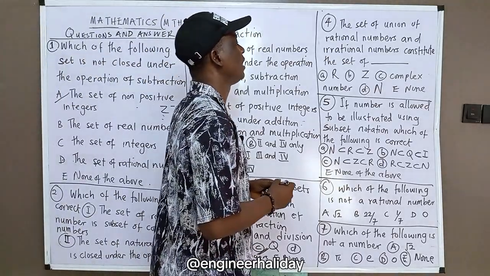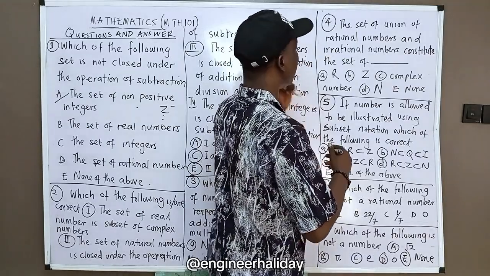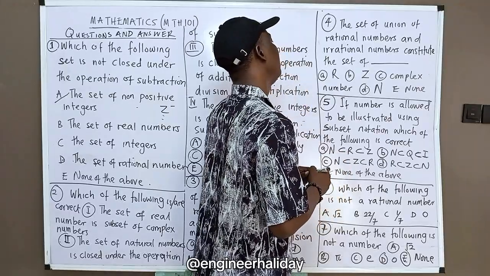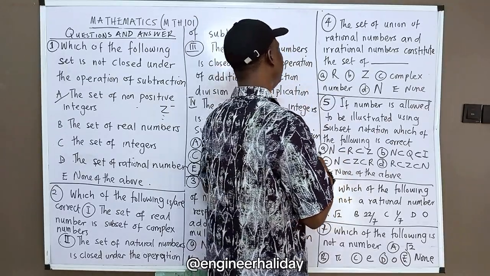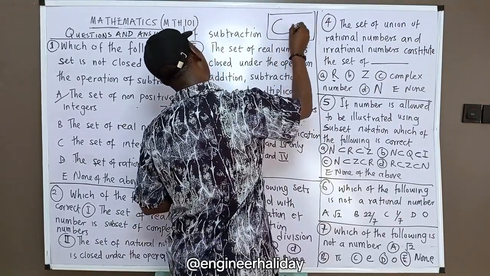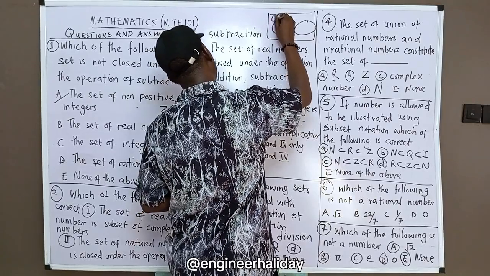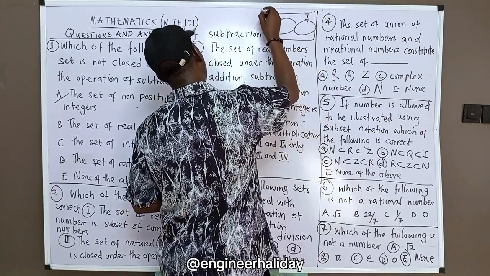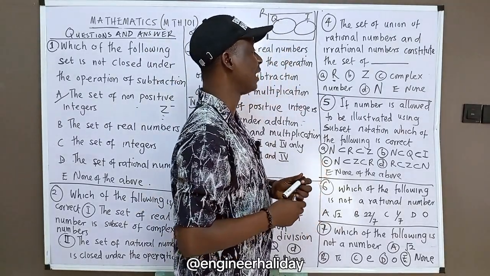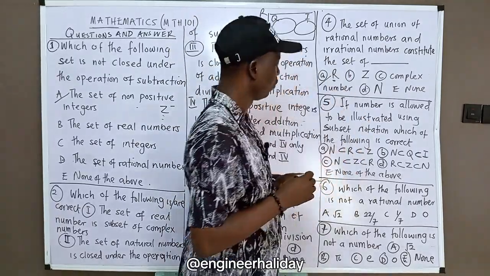The union of rational numbers and irrational numbers constitutes the set of dash. Now, the union of rational numbers and irrational numbers constitutes a set of what? Of real numbers. Don't forget, real numbers is the universal set of rational and irrational numbers. Rational numbers, which is Q, and irrational numbers, which is R, while real numbers is the universal set. So please take note of that. The answer to that question is real numbers, option A. We go to number 5.